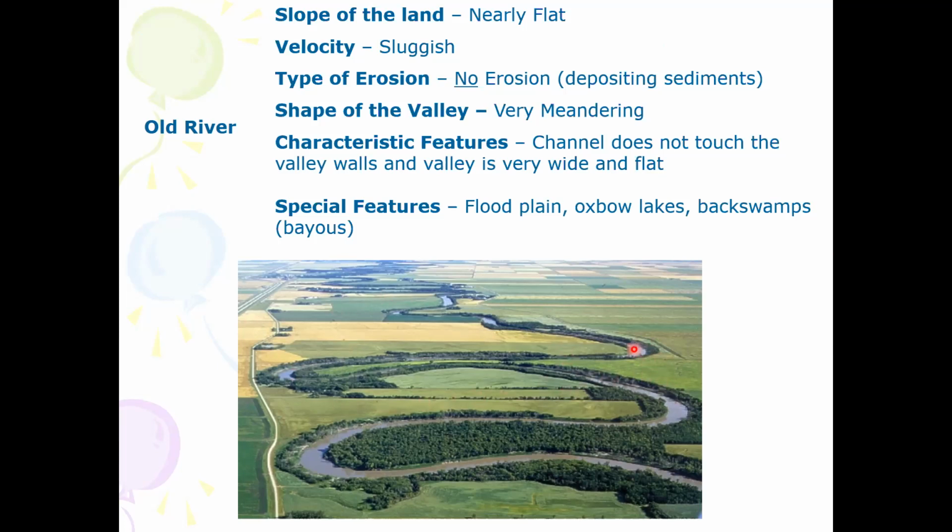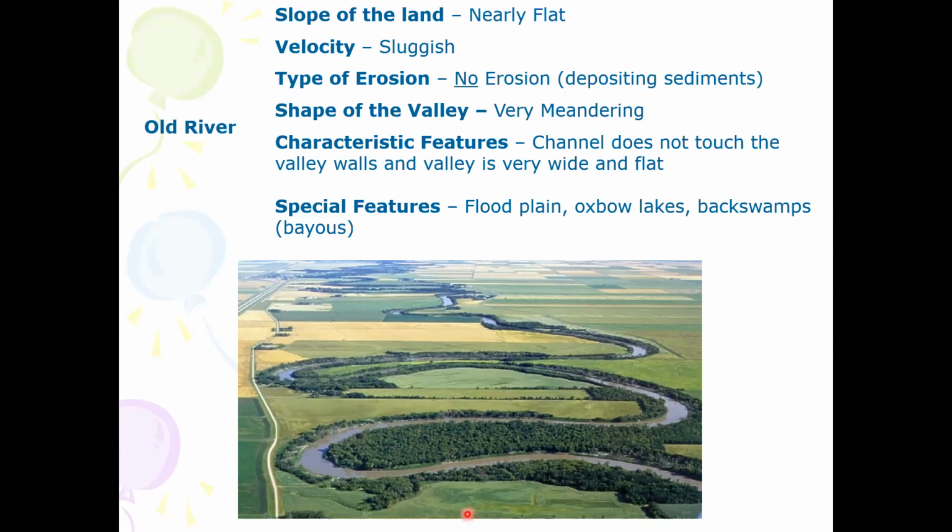If for some reason the water pushed through and just connected this little sliver of land right here, the river might take a new path and cut off one of those meanders. We might see some swamps or bayous in this area, again, because it's so flat and it's so inundated with water. We might see some bogs or swamps or bayous.